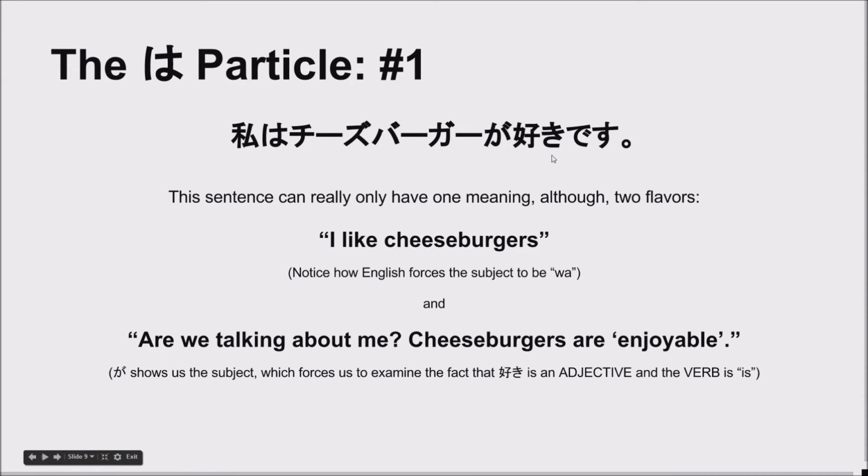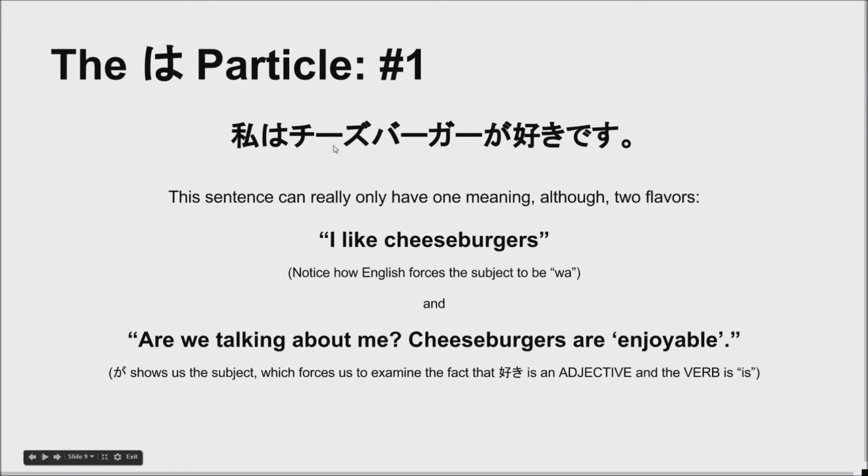Suki means... Now, the closest translation we can get in English is I like cheeseburgers or cheeseburgers are liked. Technically, we have to translate this like as enjoyable? Like having related feeling? Man, cheeseburgers are like feeling existing. It's very impossible to translate this sentence perfectly. This sentence can really only have one meaning, although two flavors. So cheeseburgers ga suki desu means cheeseburgers are liked to an extent.